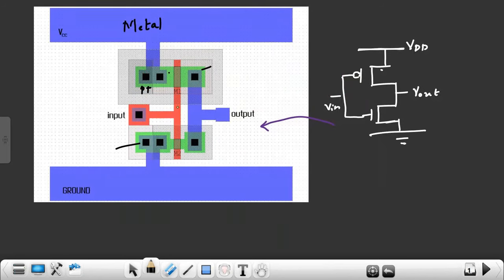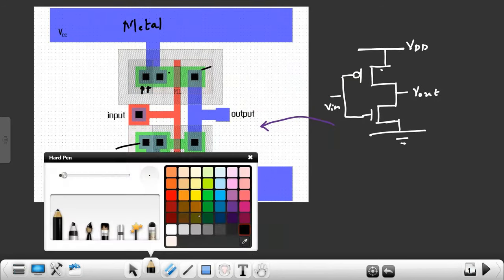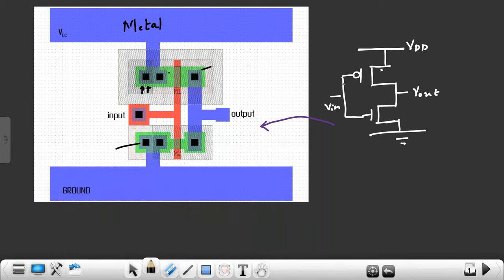For the inverter, gate and gate are shorted. Here gate and gate are shorted and given to the input. And here drain and drain are shorted and given to VOUT, the output. The source of the PMOS is connecting to the VDD metal. The source of the NMOS is connecting to VSS, that is metal. So this is called the layout.